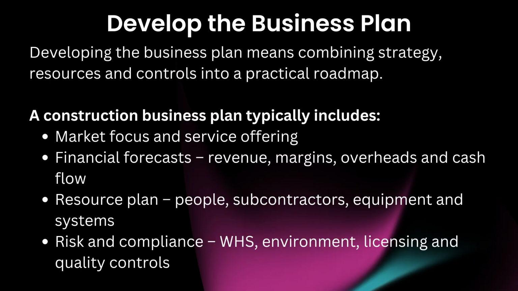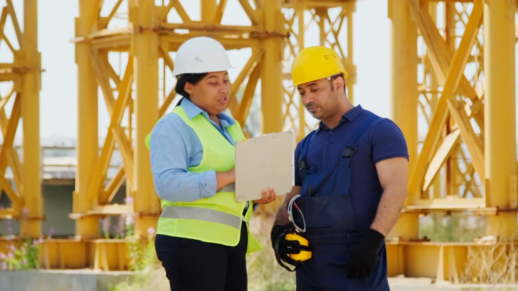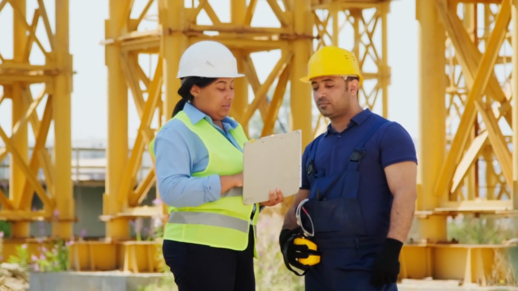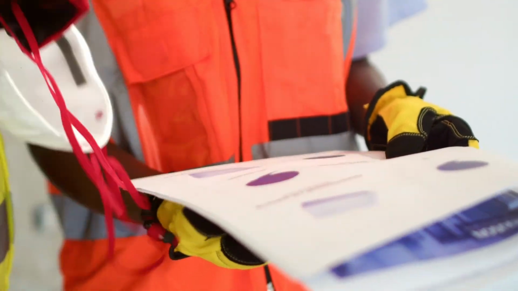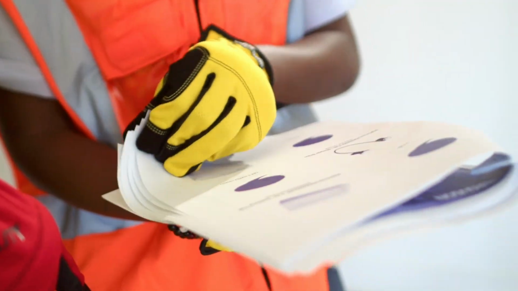Develop the business plan. Developing the business plan means combining strategy, resources, and controls into a practical roadmap. A construction business plan typically includes market focus and service offering, financial forecasts, revenue, margins, overheads, and cash flow. Resource plan, people, subcontractors, equipment and systems, risk and compliance, WHS, environment, licensing and quality controls, key actions with timeframes, what happens first and what comes next.